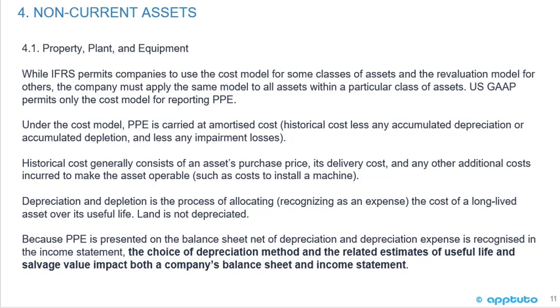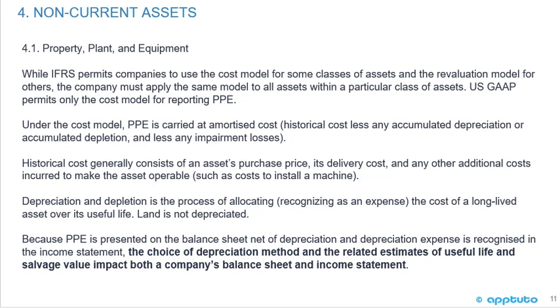So the first is plant, property, and equipment, PP&E. While IFRS permits companies to use the cost model for some classes of assets and the revaluation model for others, the company must apply the same model to all assets within a particular class of assets. US GAAP permits only the cost model for reporting PP&E. Under the cost model, PP&E is carried at amortized cost, which is the historical cost less any accumulated depreciation or accumulated depletion and less any impairment losses.